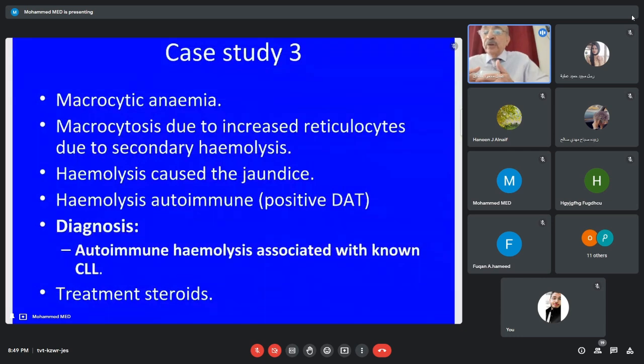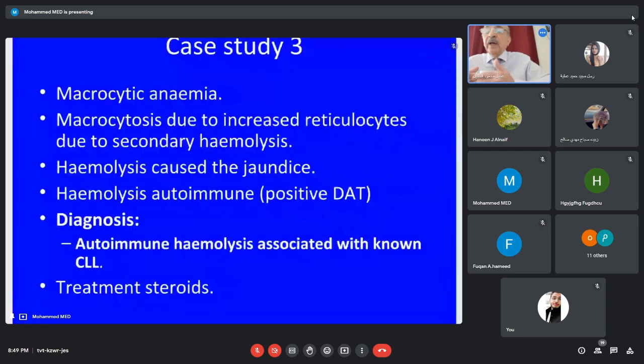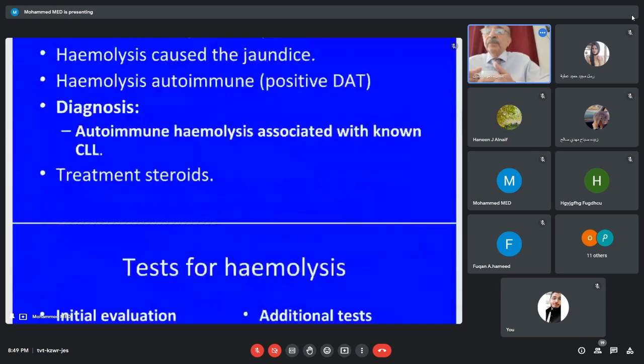Hemolysis causes jaundice. Yes, hemolysis, autoimmune, positive. We discussed this. And the last point, the treatment, is a steroid. Prednisolone, usually 20 milligrams twice daily, and then we taper the dose gradually. This should be discussed in a separate lecture. Next slide, please.